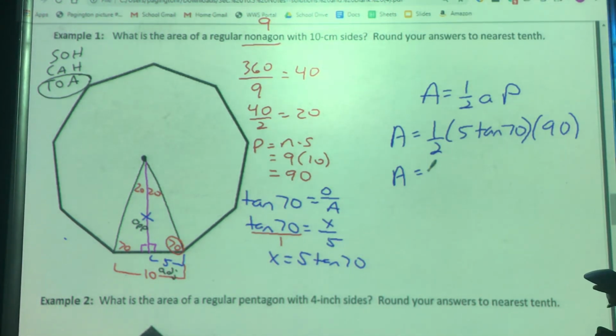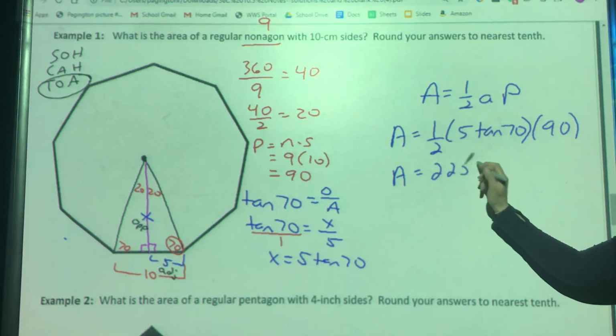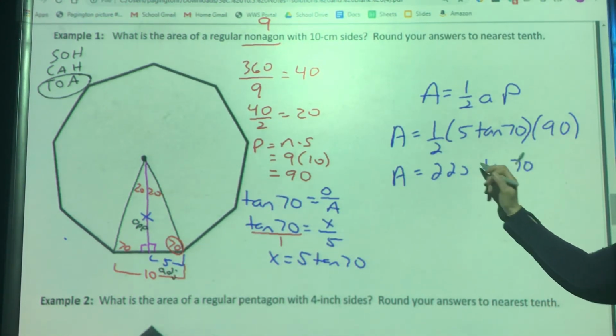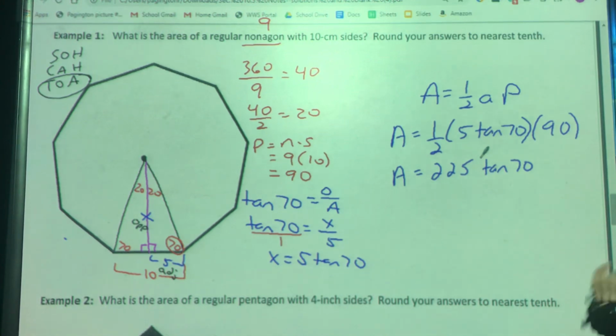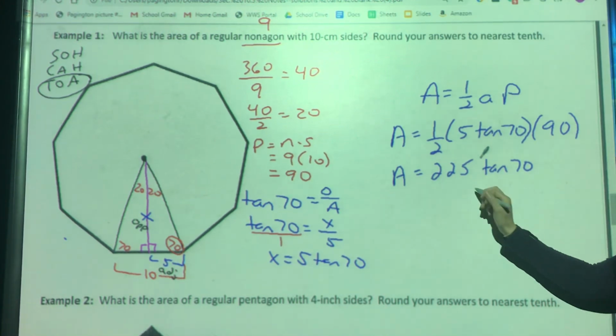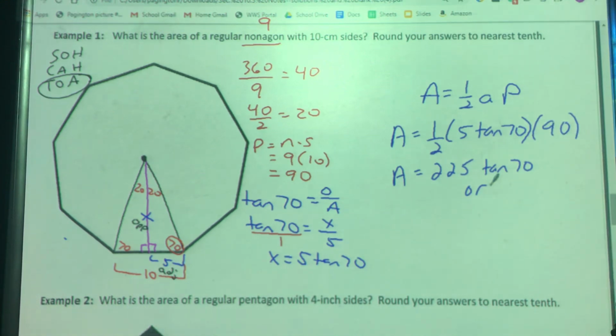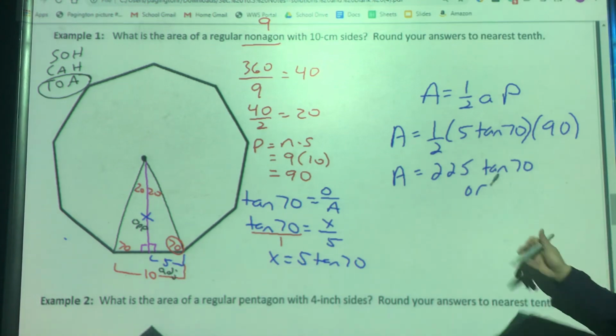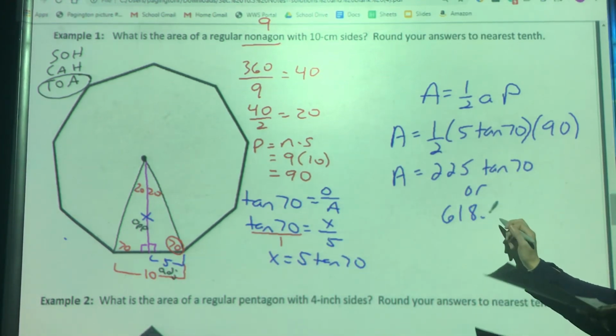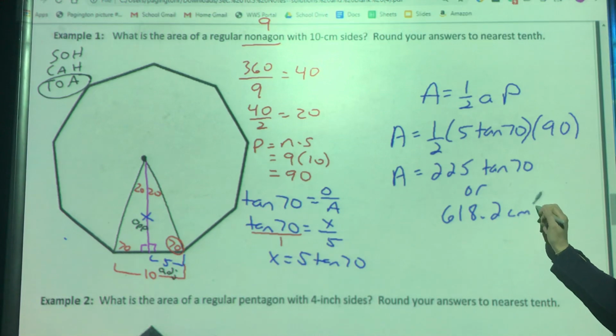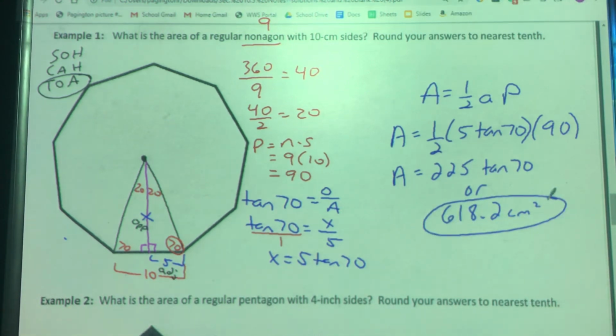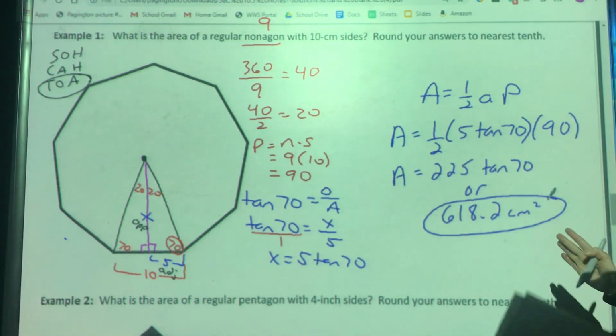If I go 0.5 times 5 times 90, I get 225 tangent 70. So if they ask for an exact form, that would be it. In this case, they want it to the nearest tenth though. And so if I get that plugged in to the nearest tenth, I end up with 618.2. And that is centimeters squared. So that's the answer they were actually looking for here. Okay? All right, so just again, be neat and clear with your work.